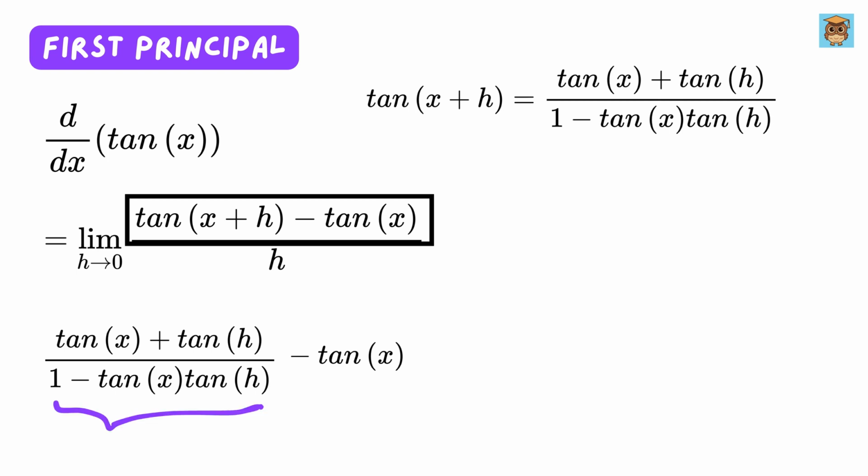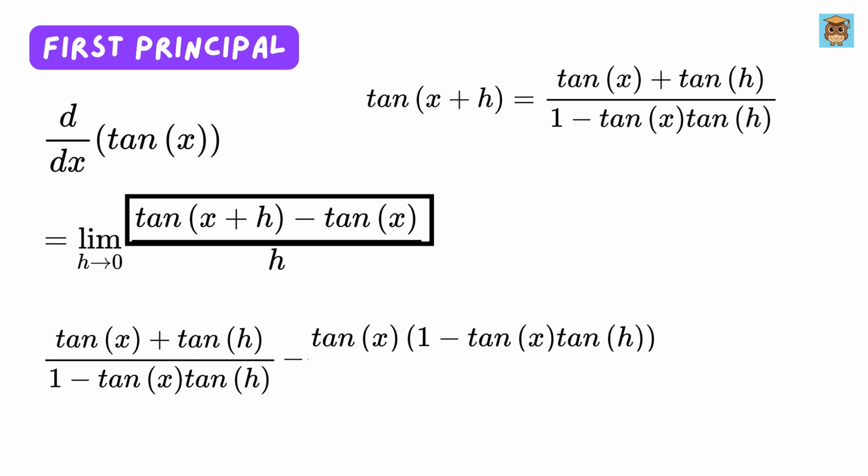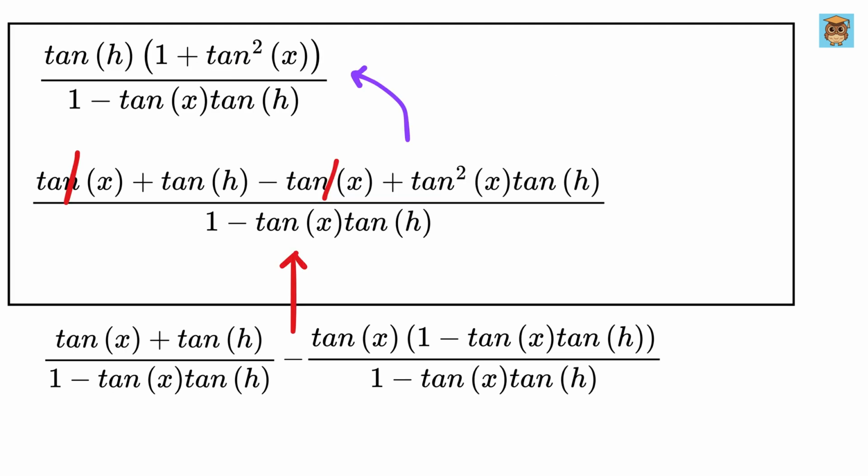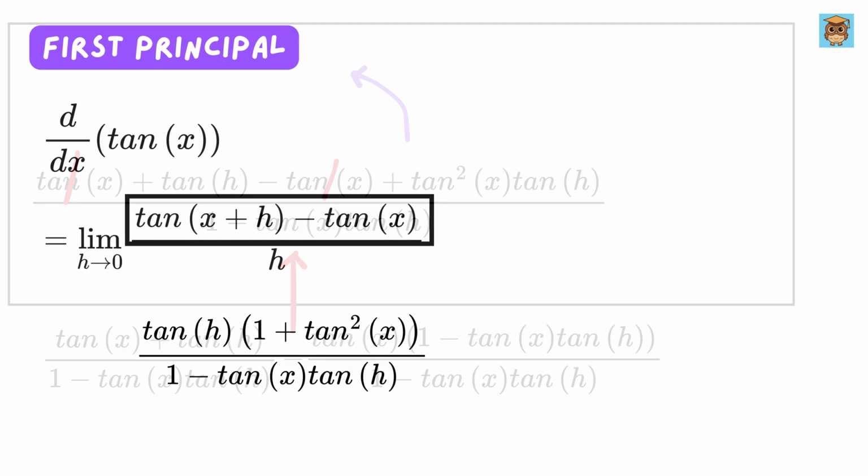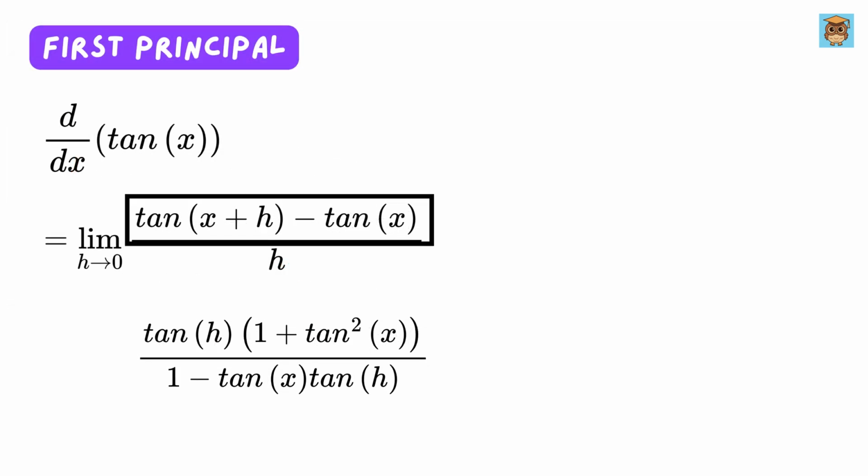Now, we need a common denominator, which is 1 minus tan of x times tan of h, so we rewrite tan of x as tan of x times (1 minus tan of x times tan of h), divided by (1 minus tan of x times tan of h). After simplifying, the numerator becomes tan of h times (1 plus tan square x), and this is divided by (1 minus tan of x times tan of h). Then we divide this by h.